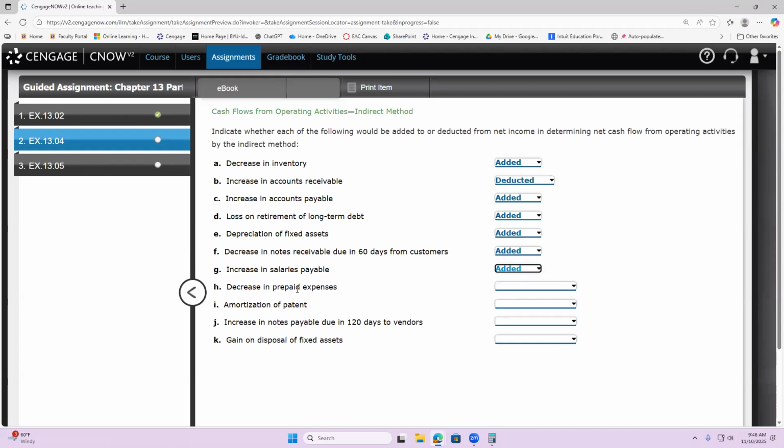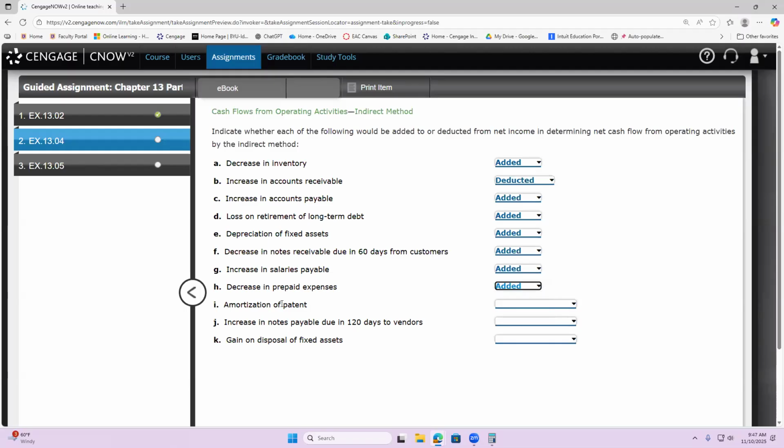A decrease in prepaid expenses. Anybody remember what kind of account prepaid expenses are? It's a good guess, but it's not it. It's an asset. It sounds like a liability. I don't blame you because I do it all the time. It's an asset. It means I paid in advance for something, right? So if it's an asset and it's decreasing, then we're going to do the opposite with an asset and deduct it. Oh, wait. No, sorry. The opposite is adding. Yes. Add.